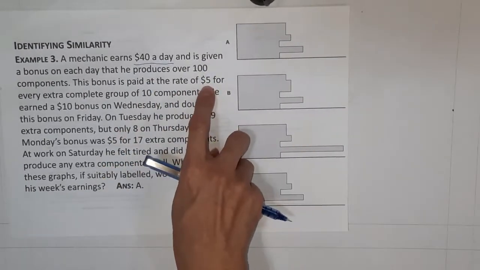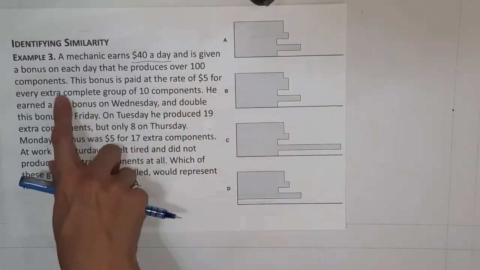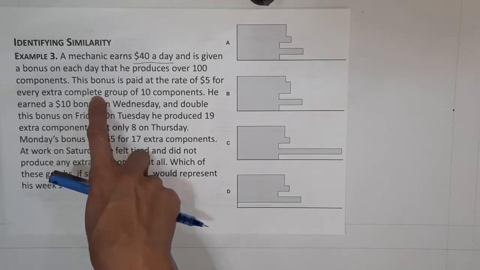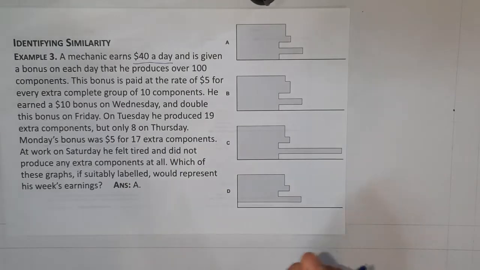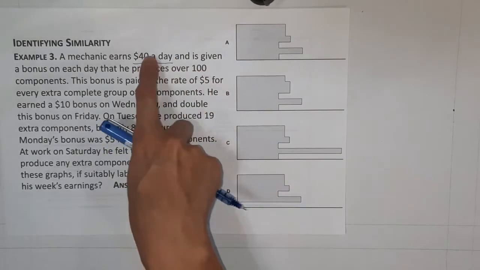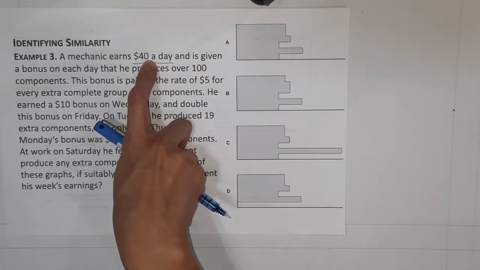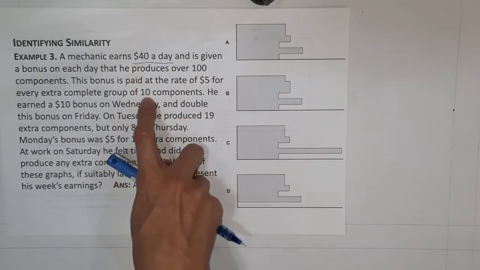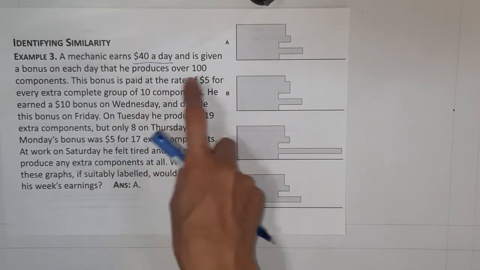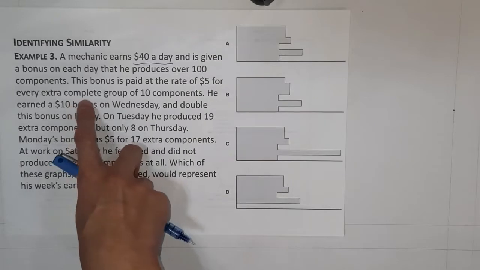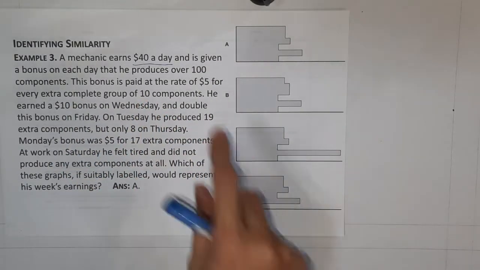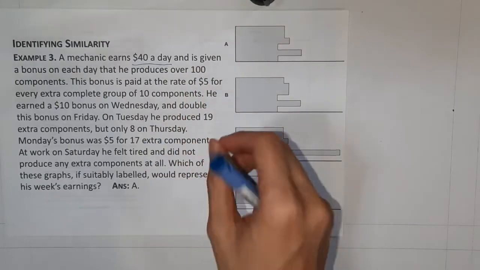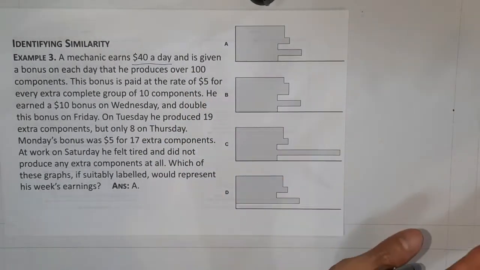You get a bonus of $5 for every extra complete group of 10 that you produce. Ibig sabihin, pag nakaproduce ka ng 100, wala kang bonus, $40 lang yun. Pag nakaproduce ka ng 10 na extra, meron kang $5. Pero it should be a complete group of 10. Ibig sabihin, pag nakaproduce ka ng 9, so 109 ang nagawa mo, so may 9 extra ka, walang bonus yon.